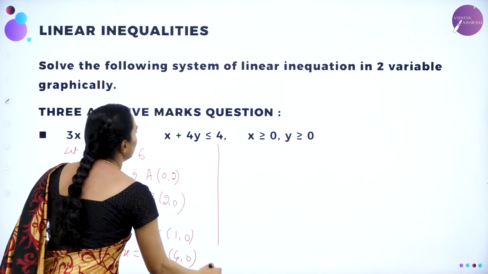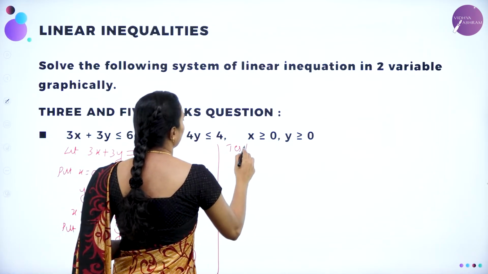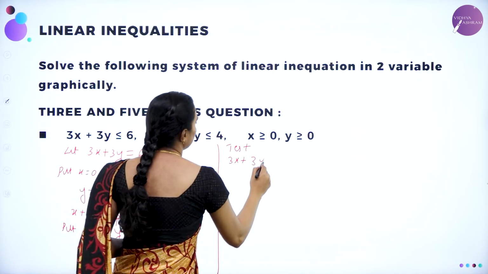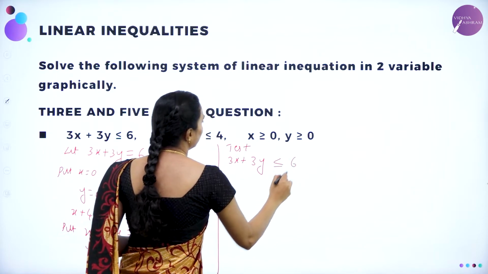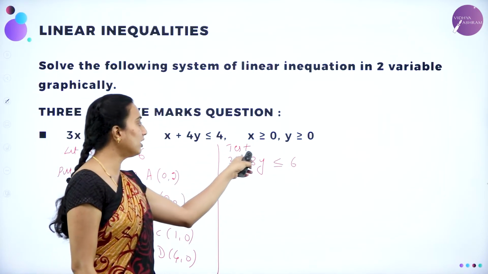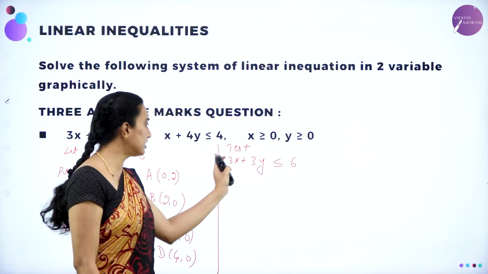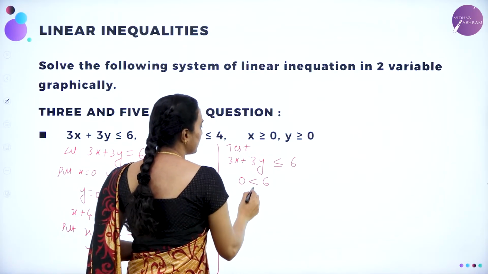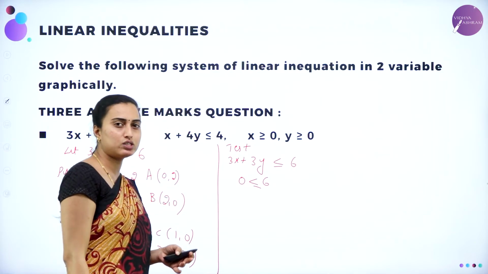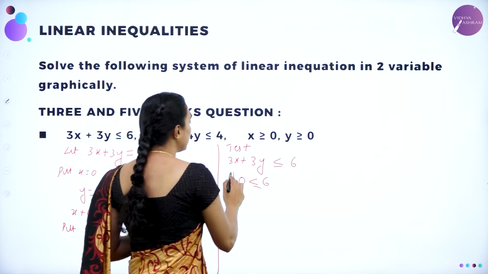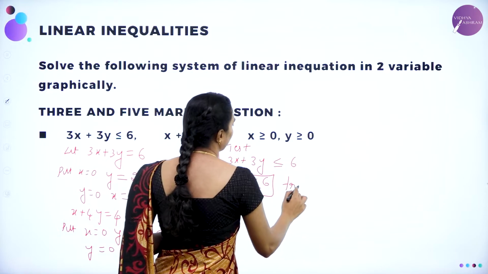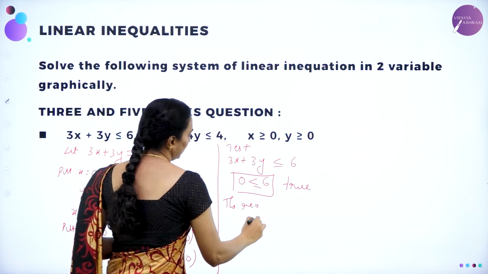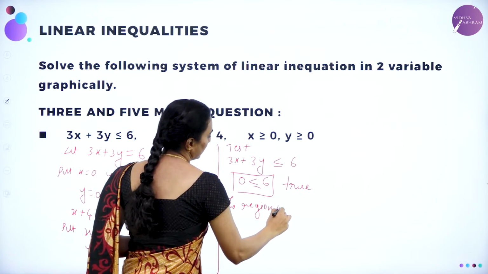And let me test for the origin. So, let me take the given inequality: 3x plus 3y is lesser than or equal to 6. Let me take x equal to 0, y equal to 0. If you take, 0 plus 0 is 0 only. 0 is lesser than 6. Obviously, it is true, but not equal to 6, which is rejected. So, 0 is lesser than 6, it is true. Therefore, the region will be towards the origin.